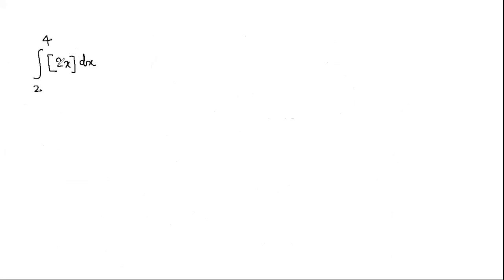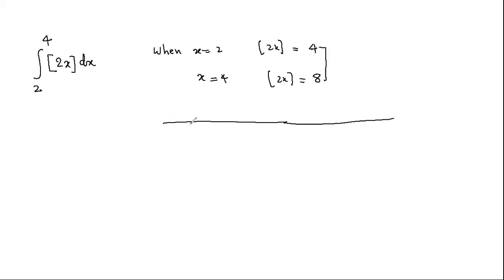So what we do in an integer function is first find the least value of the integer. When x takes value 2, the integer of 2x is 4. When x takes value 4, the integer of 2x is 8. That means there are integers from 4 to 8, all of them we'll have to take. So here, look at this. The least integer is 4 and the highest integer is 8. This happens when x is 2.